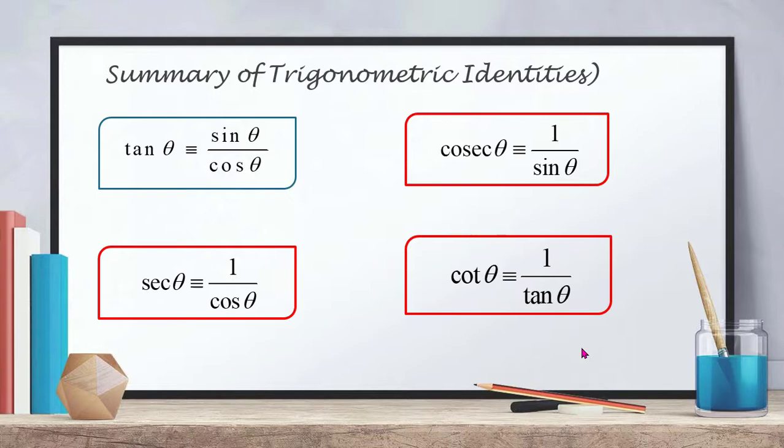These four identities are very, very important to our development of trig identities, and you've got to remember them off by heart.